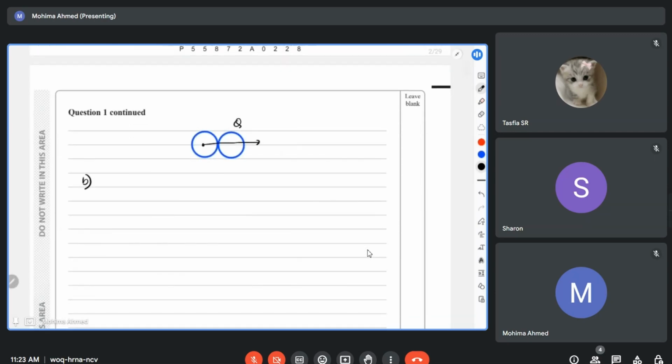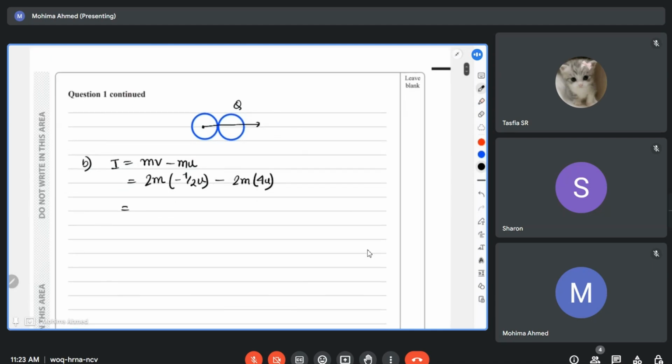For part B, now you have impulse is equal to mv minus mu. V was actually calculated in towards right direction, so V would be negative, right? So 2m multiplied with minus half u, minus 2m multiplied with 4u. So now you have minus half into 2 is always negative 1. So minus mu and minus, sorry, this is minus 8mu. Finally, you have minus 9mu.